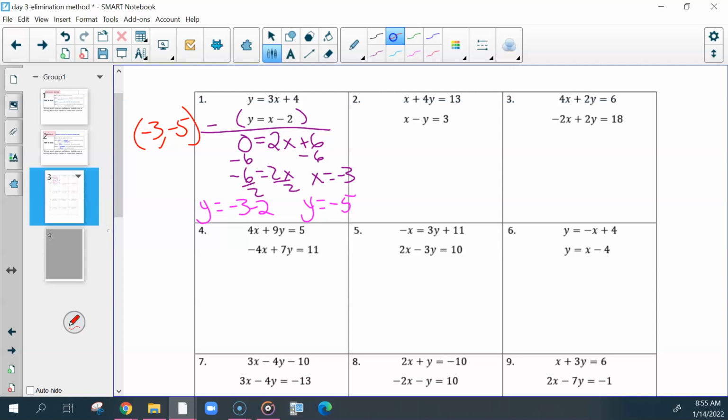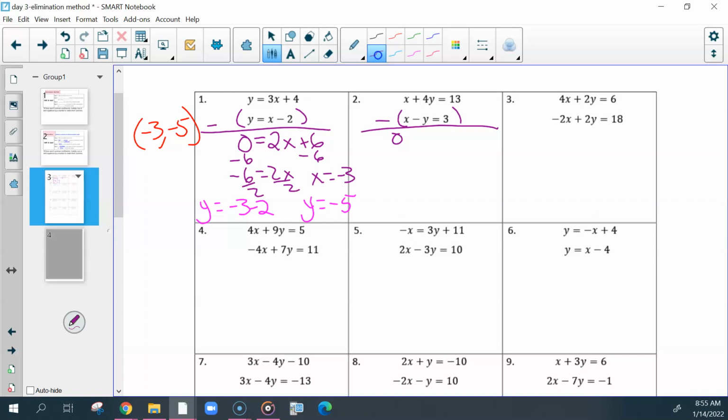Right. For number 2, which variables have the same coefficient? X. So we can eliminate those. Would we add or subtract to eliminate them? Add. Subtract. x plus x equals what? Would that eliminate them? So subtract. So x minus x would be 0, yes.